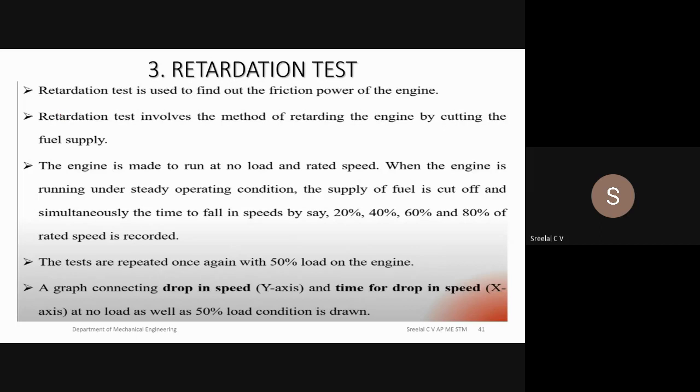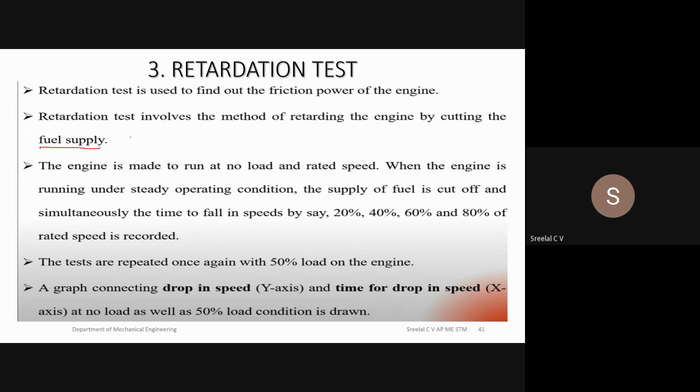So here the retardation test involves the method of retarding. What is meant by retarding? Decreasing the speed. Yeah, very good. The method of retarding the engine by cutting the fuel supply. So we will be decreasing the speed of the engine by cutting the fuel supply, and we will be conducting it that way.